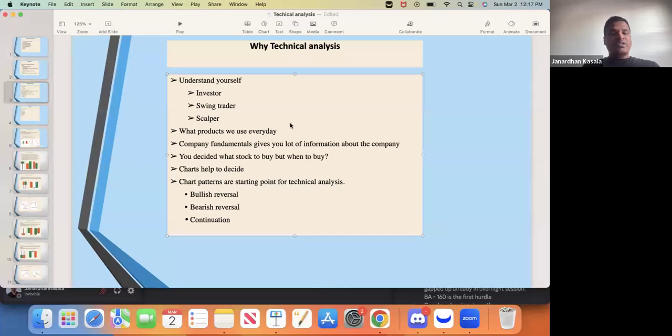This is how I started my trading. When I wanted to invest my money into the stock market, I didn't know anything about fundamentals or technicals, nothing. I started with a few tickers. I started with Microsoft. I bought Microsoft, I bought Walmart, I bought Costco, I bought Amazon. Whatever products I used to buy every day.